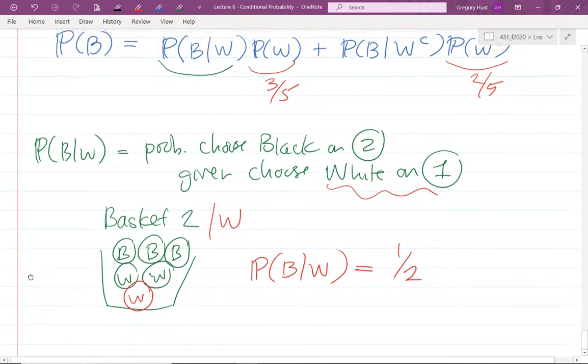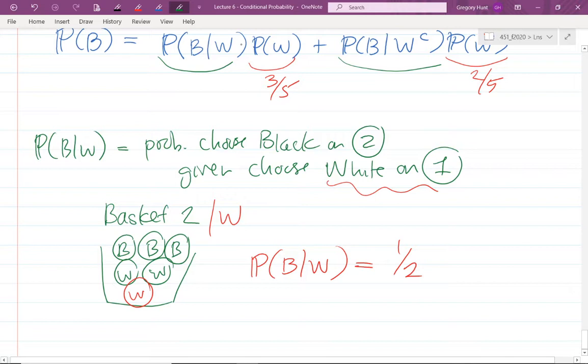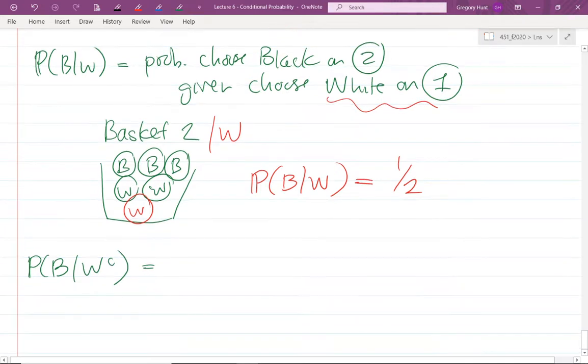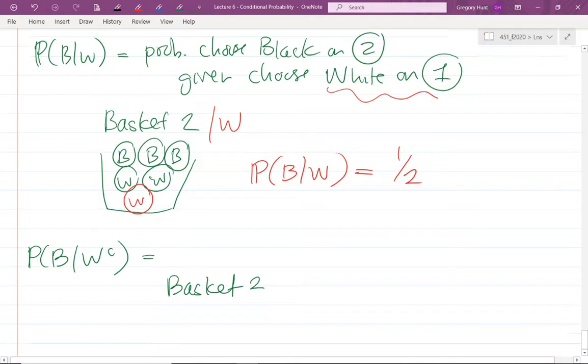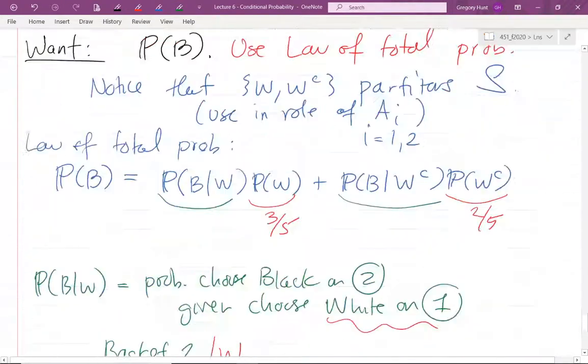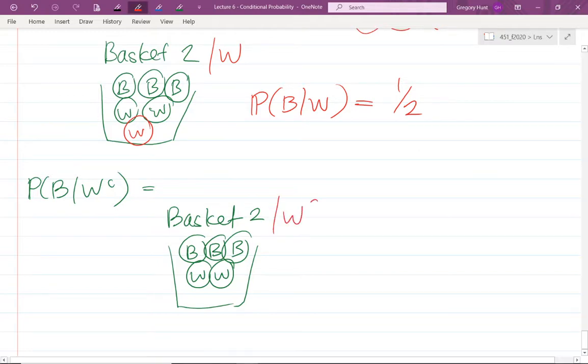And the other thing we need to calculate gives us P of B given W. This law of total probability allows us to use things that we actually know. The other thing I want to calculate is the probability of B given I don't choose a white one on the first one. Before step one, basket two looks like three black ones, two white. If I choose a black one on the first, that is W complement, I throw another black one in here, and that gives me 4/6, which is 2/3. So this is, of course, P of B given W complement.